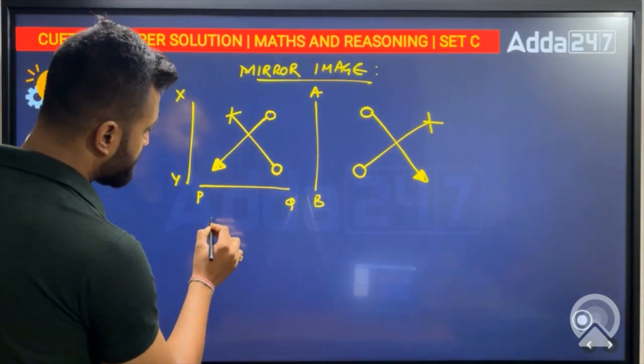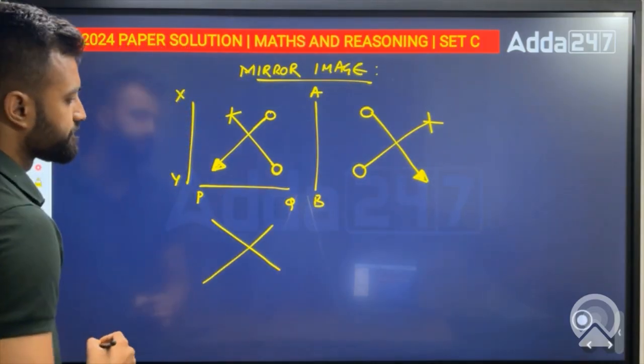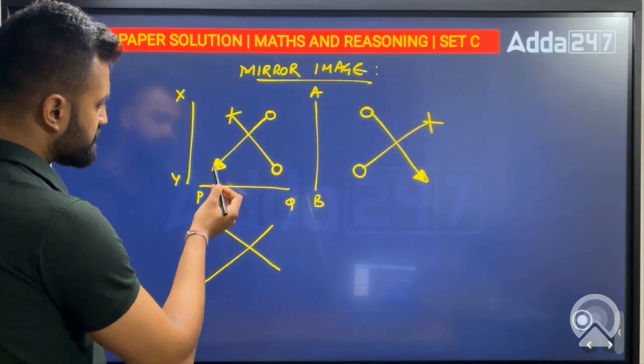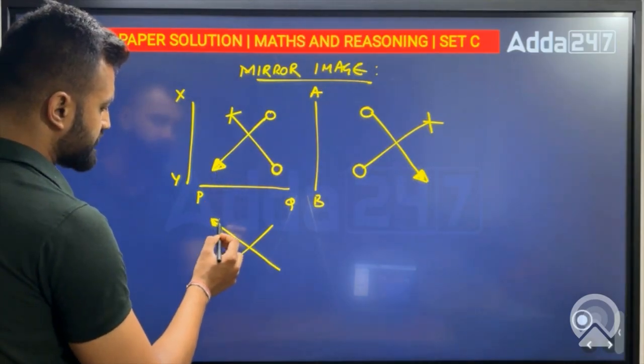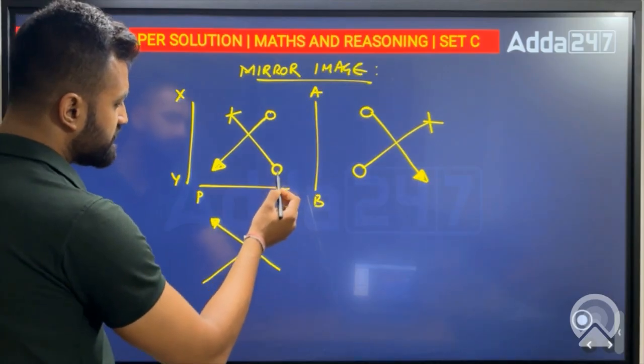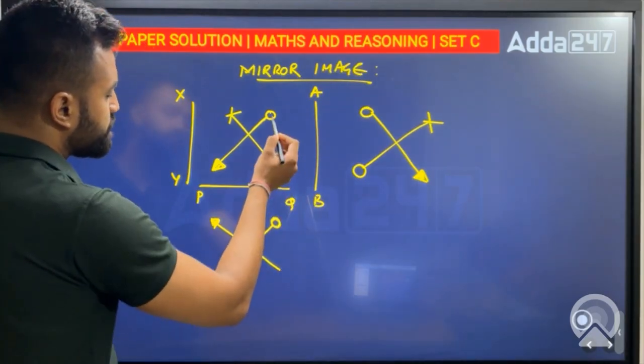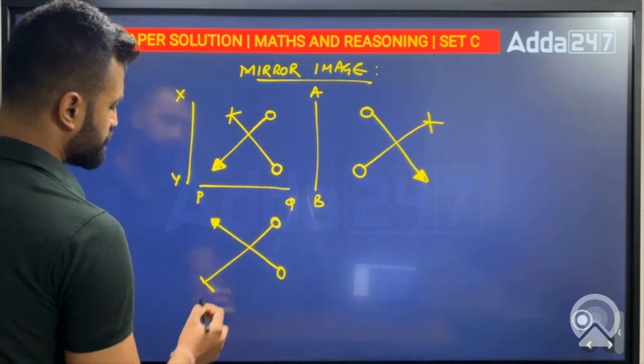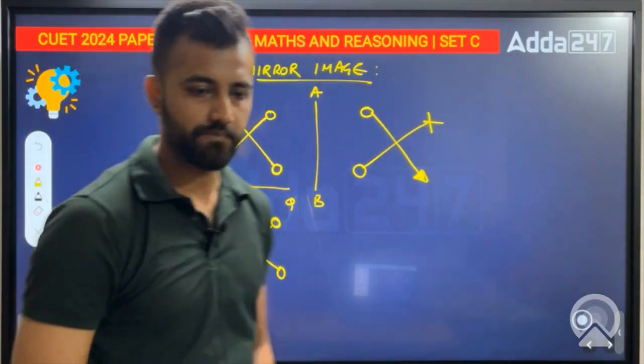The same thing would happen here. So we have a cross. Next, if you see, this arrow is close to the mirror and this arrow is coming this side, so this arrow will also come this side. This ball is here, this ball would come here. This ball is farther than the mirror, so the ball would come here. And this cross is coming here, so this cross would come here. This is how you will get the figure.